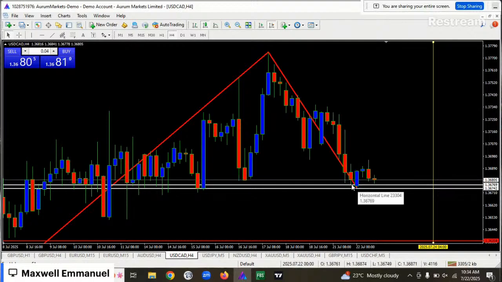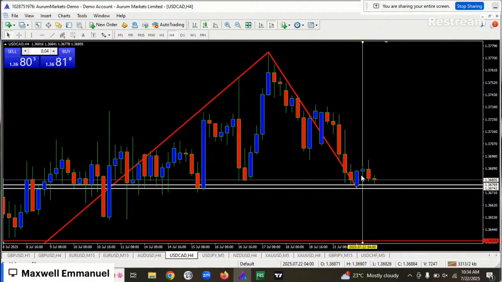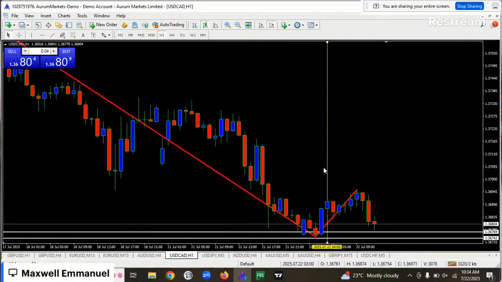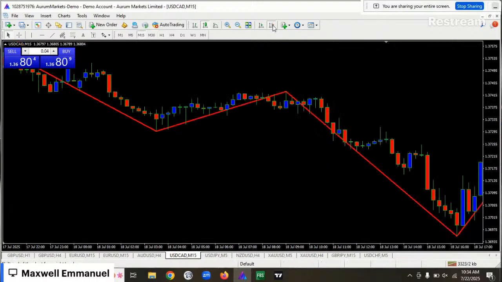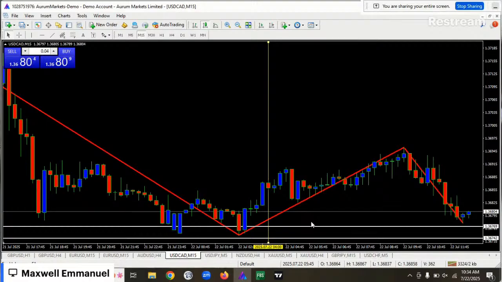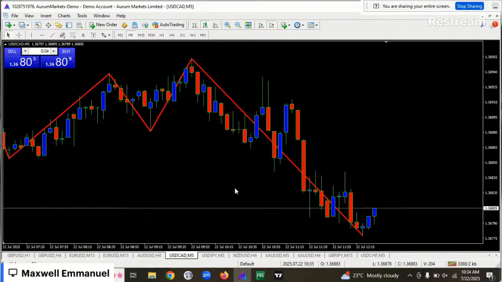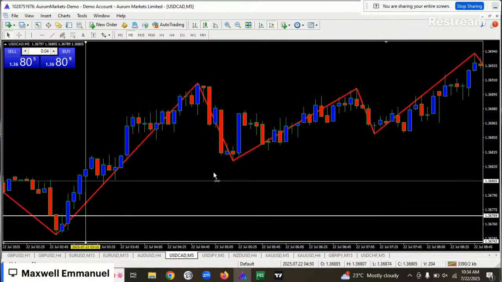This morning they swept the liquidity residing at that low, and I believe after the formation of this candle, a fair value gap was created and price had to come fill that fair value gap. Let's go down to 1 hour to confirm. You can see on 1 hour we had this fair value gap it created. Let's go down to 15 minutes, then 5 minutes. There's a fair value gap that price just filled.